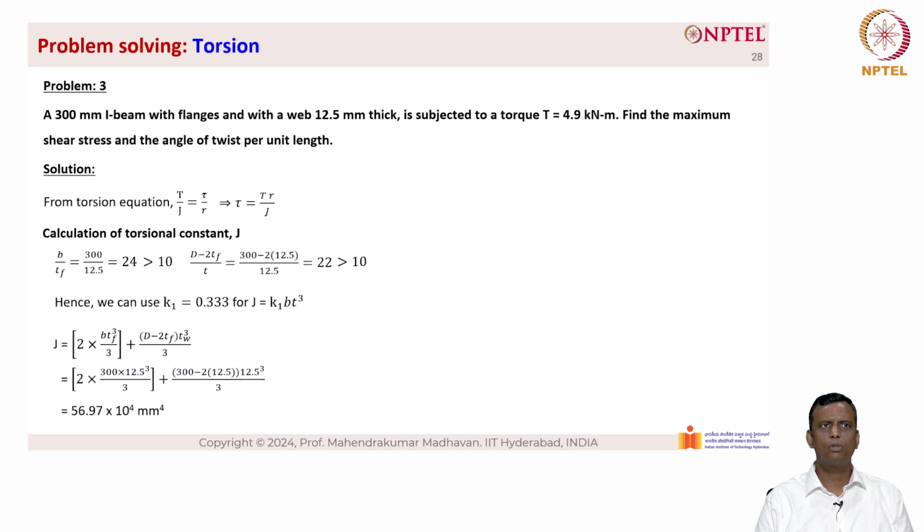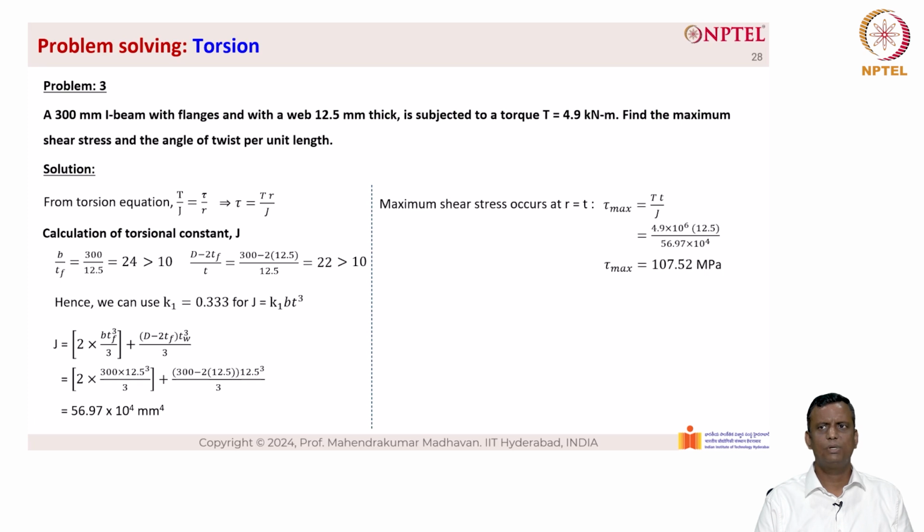Now, we have to find the maximum shear stress and the angle of twist per unit length. The maximum shear stress occurs at R equal to T. So, tau max equal to T into T divided by J. The first T represents the torque, the second T represents the thickness, and J is the torsional constant. When we run the numbers, we have tau max equal to 107.52 MPa. Here the thickness of the flange is equal to 12.5.